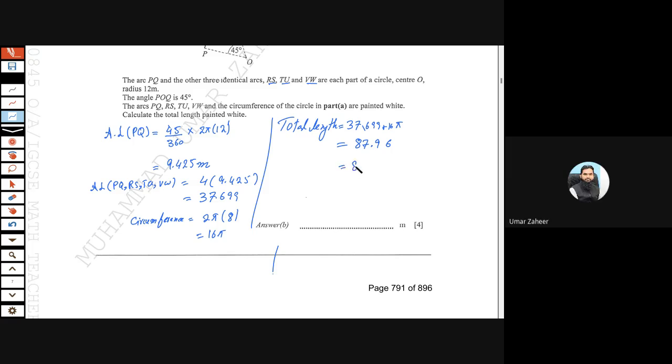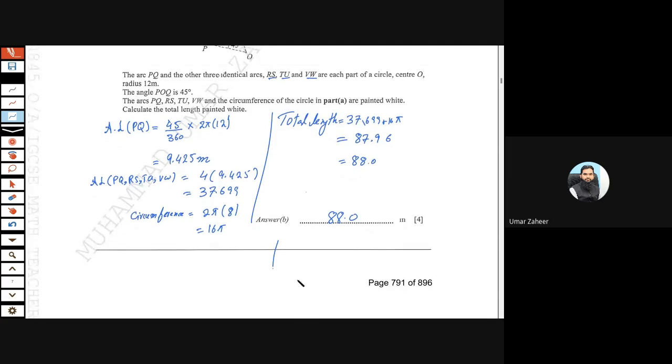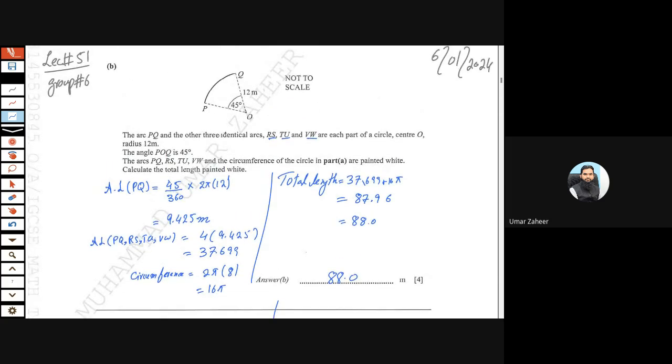So to three significant figures it is 88.0 meters. Because we have to give a simple answer, we have to leave the answer up to three significant figures or up to one decimal. Yes, everyone, is it clear?